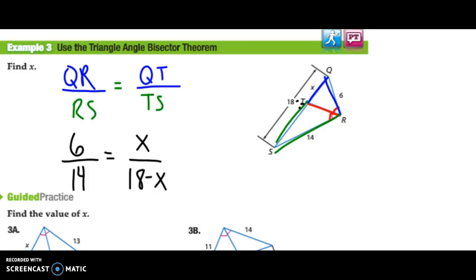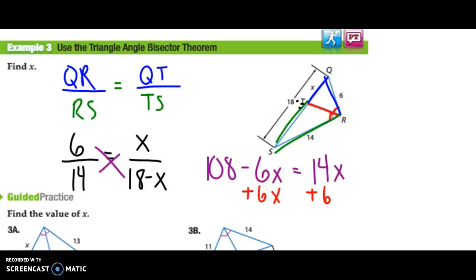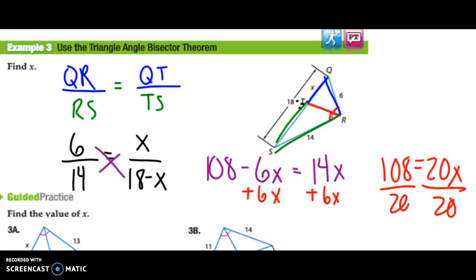So now what I can do is I can do my cross multiplication, right? I do 6 times 18 minus X. Well, 6 times 18, go to my calculator, is 108 minus 6x, and that's going to be equal to 14x. Now, it's just a simple problem. I add 6x to both sides, and I find that 108 is equal to 20x. Divide by 20, divide by 20, and say that my x value is 5.4.